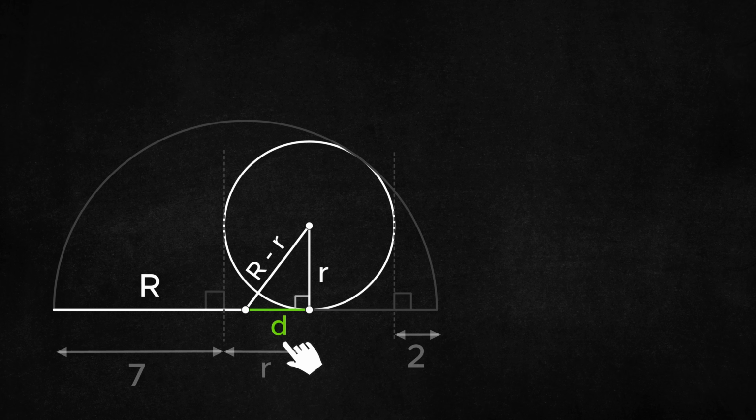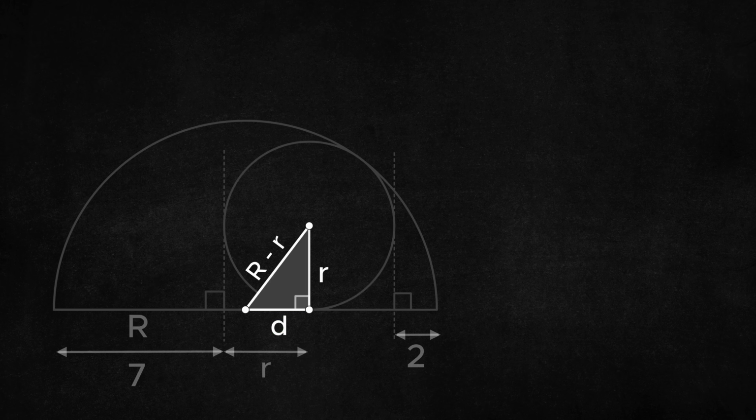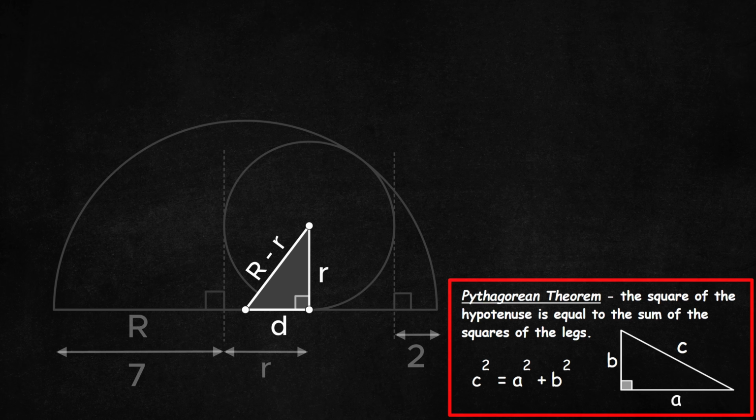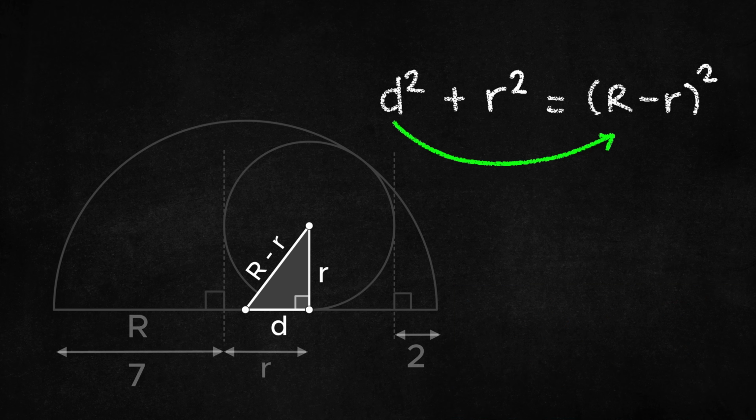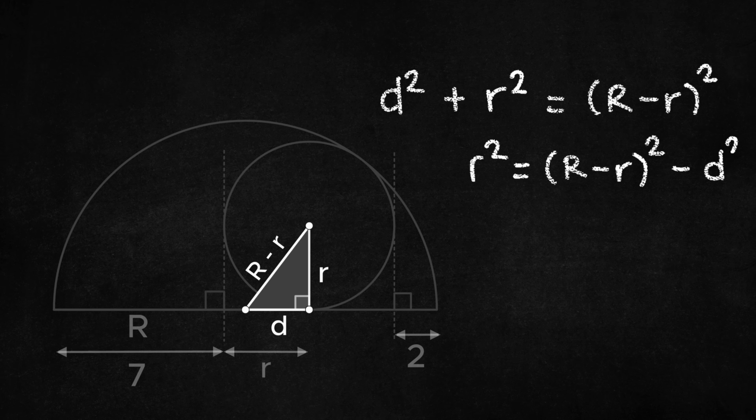Next, let this distance be d. Then I'm going to apply the Pythagorean theorem on the shaded right triangle. The theorem explains that the sum of the squares of the legs is equal to the square of the hypotenuse. Therefore, d squared plus r squared is equal to (R minus r) all squared. Transpose d squared to the right side, and the equation becomes r squared is equal to (R minus r) all squared minus d squared. This equation is crucial in this solution, so keep this equation in mind because we'll get back to this a little later. For now, let's proceed.